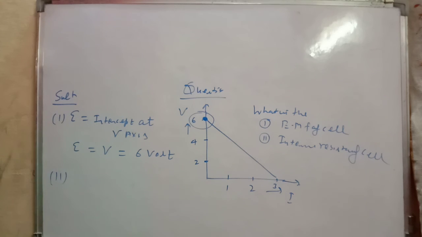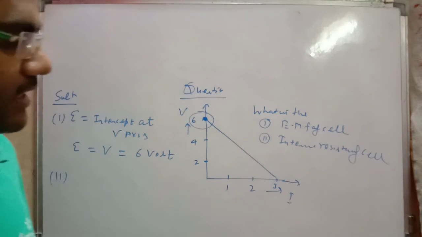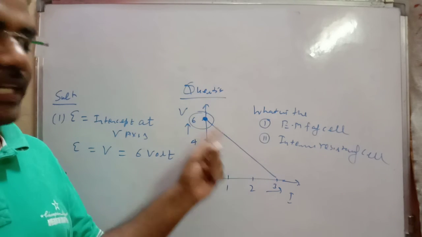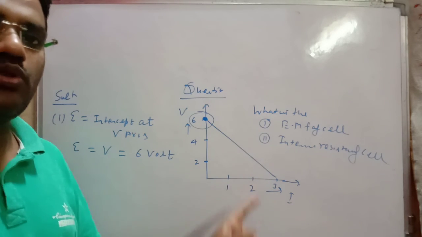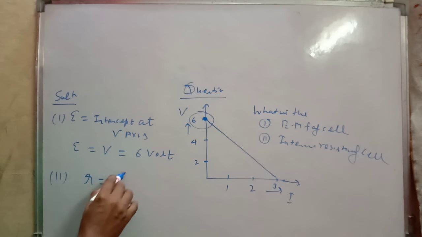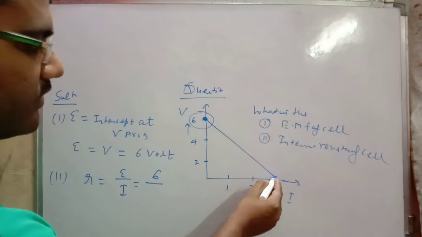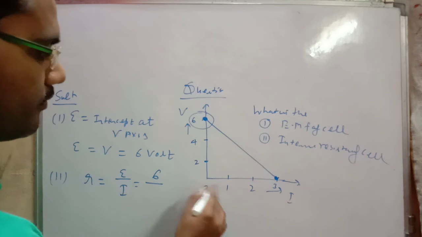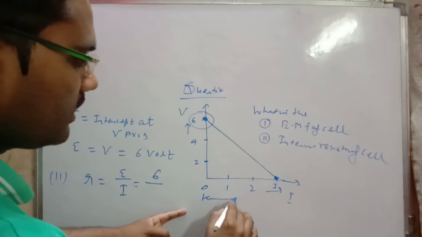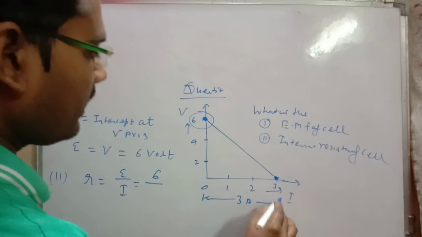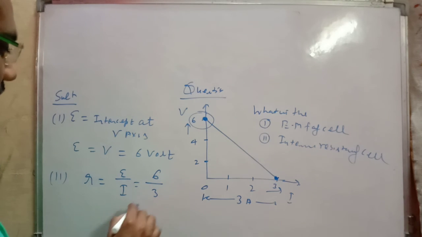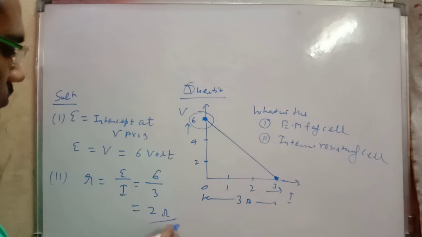And the second, internal resistance of the cell. The internal resistance of the cell means the negative slope of this graph. That means r is equal to E by I. What is the value of E? The value of E is 6 and the value of I for this point is 3. 1, 2, 3. So this one is 3 ampere and this one is 6 volt. 6 by 3, that means this one is 2 ohm. So this type of question is put up in board examination.